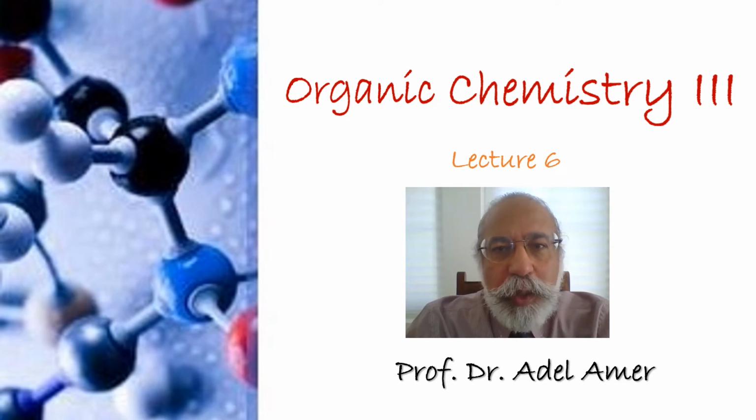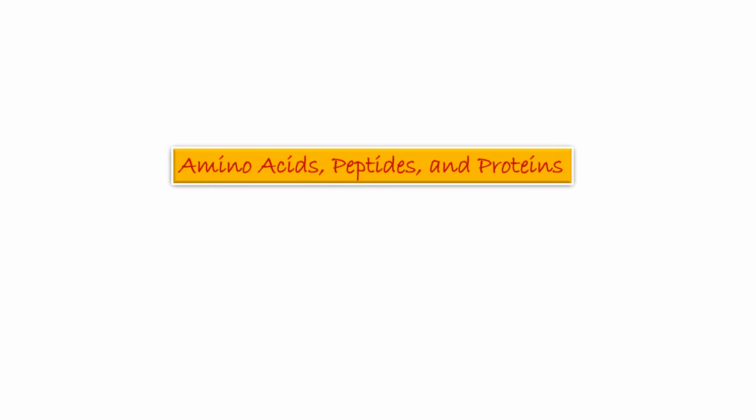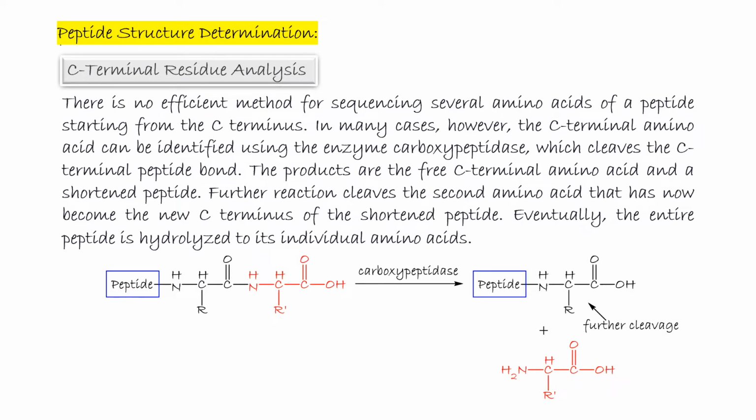Hello everyone. Welcome to lecture 6, Organic Chemistry 3. Today we will continue on amino acids, peptides and proteins. Today we continue on peptide structure determination. In the previous lecture, we talked about the determination of the peptide sequence using the N-terminal analysis. Well, today we will talk about the C-terminal residue analysis.